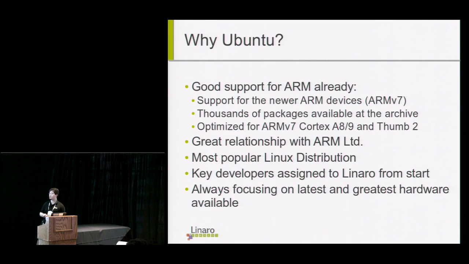And we also had the opportunity to move some key Ubuntu developers from Linaro, because Linaro had a partnership with Canonical, and a bunch of core developers from Ubuntu were available for Linaro since day one. So it was pretty easy to do any kind of major change on Ubuntu as well. And as I said already, it was always focusing on the latest and greatest hardware without worrying too much about the old, for example, ARMv5 and ARMv6.